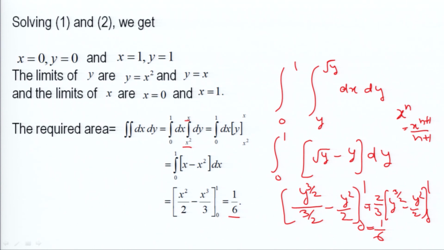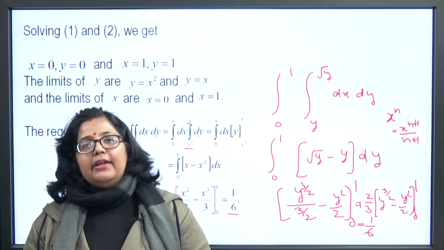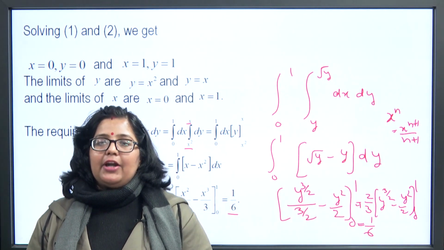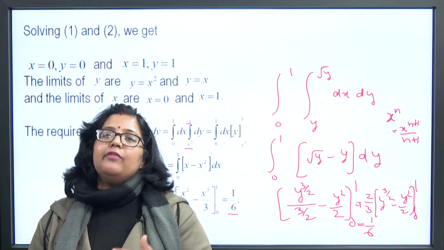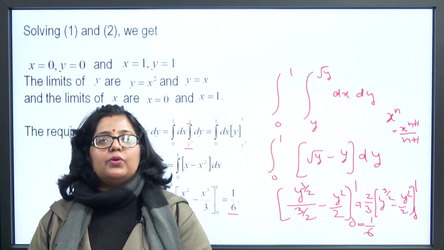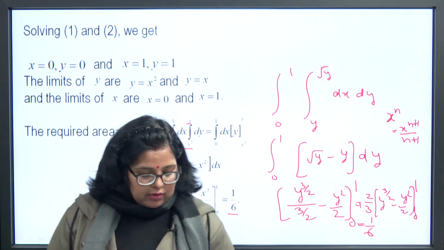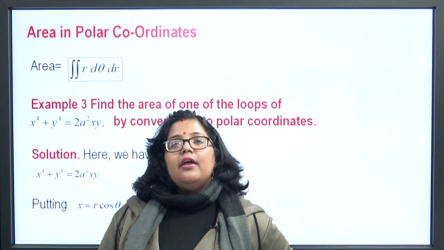So, there are two methods. According to the question, we can choose the step. If finding the limit with respect to y is easy, we use a strip parallel to the y axis. If finding the limit corresponding to the x axis is easy, we draw the strip parallel to the x axis. So, we go to the next question.